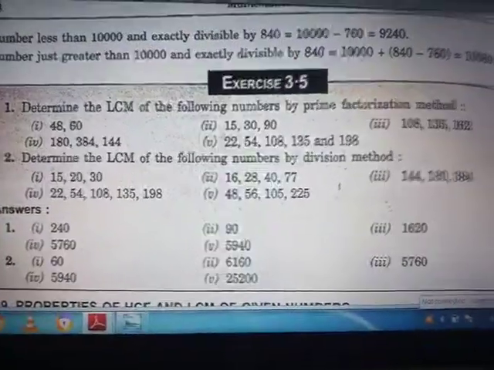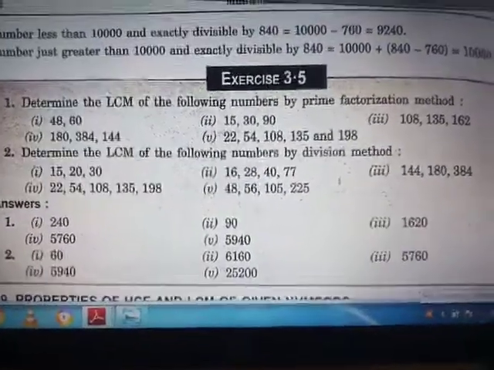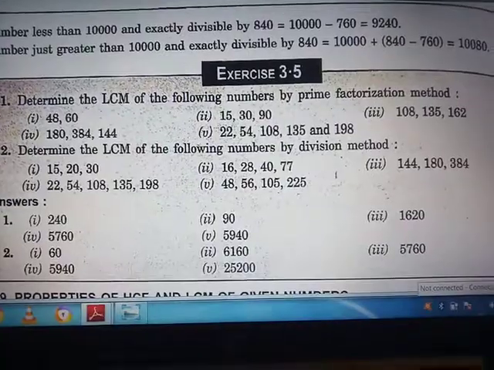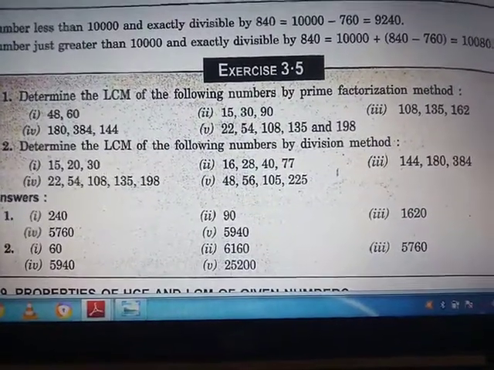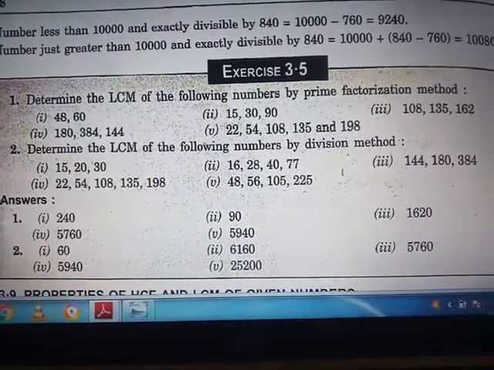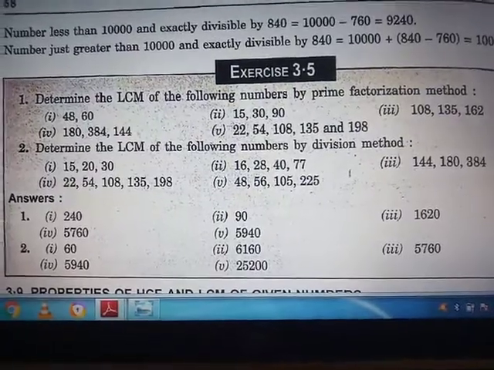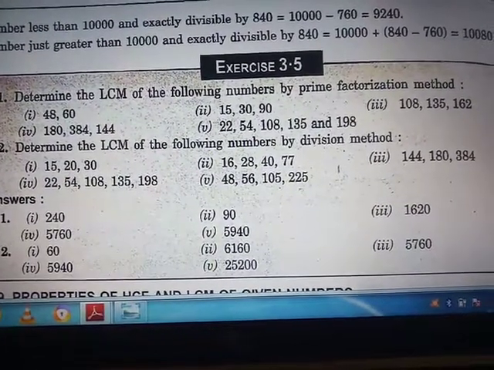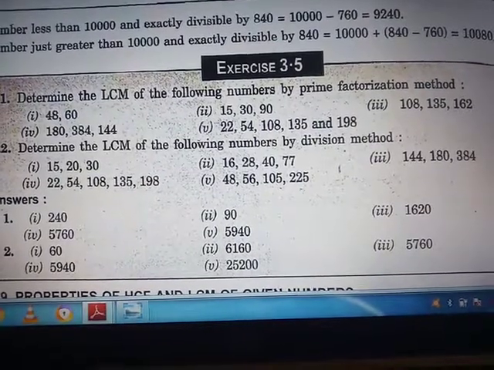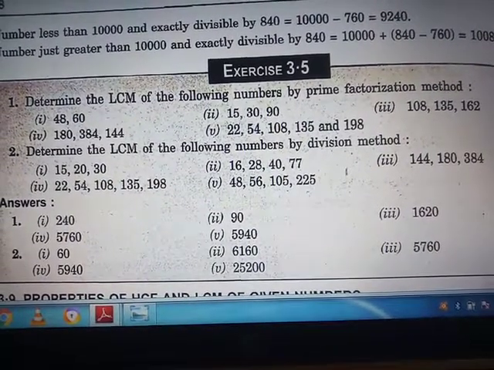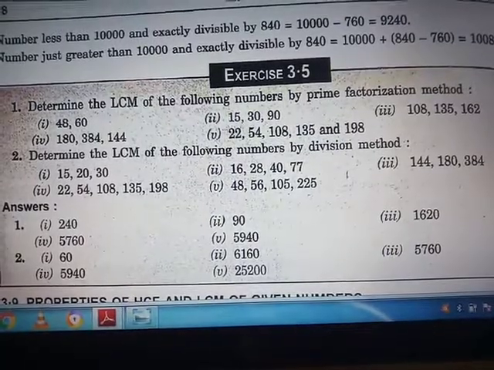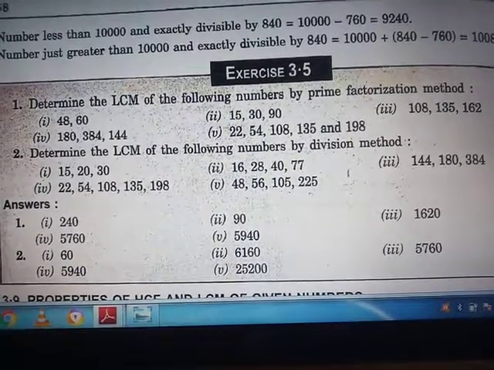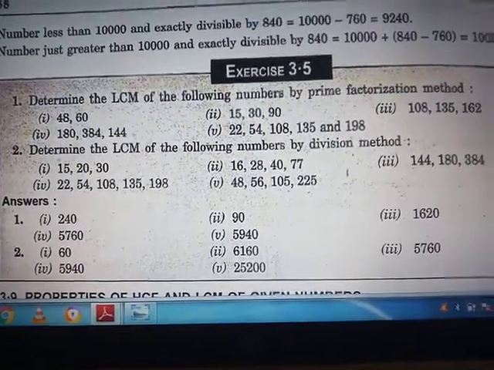So we have gone through question number 1 and learned how to find the LCM by the prime factorization method, and also gone through question number 2, that is how to find the LCM by the division method. In these 2 questions I have gone through one part of each question, and the rest of the questions are your assignment work. Okay, so go through the video and solve the questions.